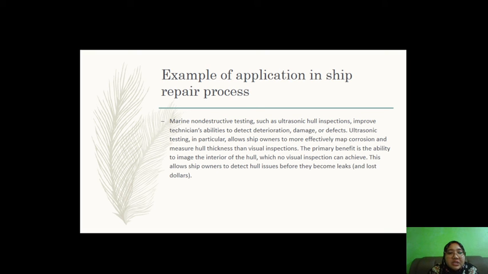Example of application in ship marine non-destructive testing: ultrasonic hull inspection improves technician abilities to detect deterioration, damage or defects. Ultrasonic testing allows ship owners to more effectively know about corrosion and measure hull thickness than visual inspection.